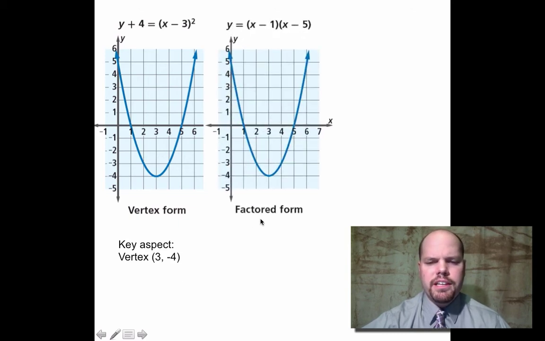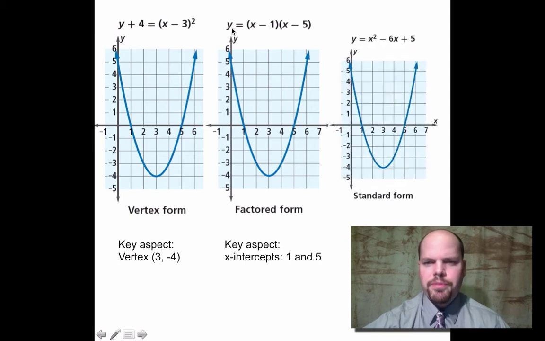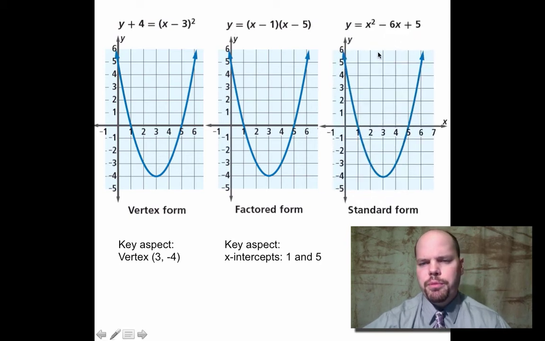The form we're looking at today is called factored form, and it's going to look like y equals the quantity x minus 1 times the quantity x minus 5. The key aspects will be the x-intercepts would be at 1 and 5, because that's when y is 0. 1 minus 1 is 0. 0 times negative 4 is still 0. So that's an x-intercept, as is 5, because 5 minus 1 is 4, but 5 minus 5 is 0, so 0 times 4 is 0. And that's what the x-intercept is.